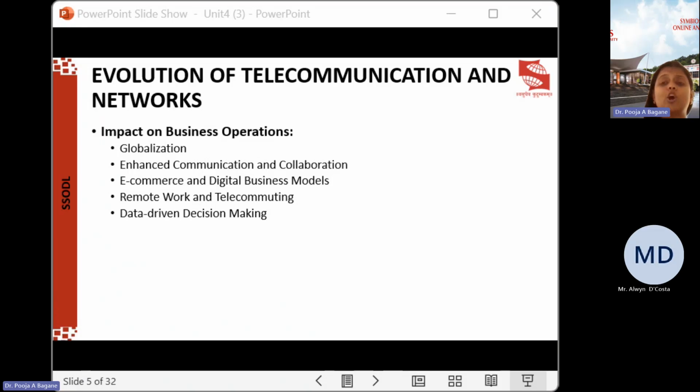Then the next is e-commerce and digital business model. When we are talking about e-commerce, it has become an industry of its own kind, since telecommunication networks increase the customers' access to businesses and their products and services.